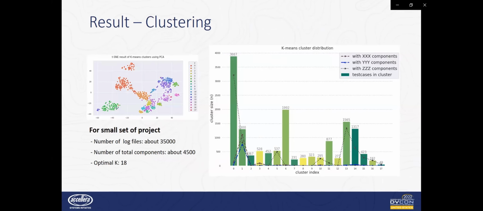To validate our proposed algorithm, 35,000 log files are examined, and 4,500 components are extracted in the data pre-processing phase. This means that each of the 35,000 test cases is made up of combinations of some of the 4,500 components. At the clustering phase, we found that 18 is the optimal k-value for k-means clustering. The chart on the right side shows the distribution of k-means clusters with the optimal k-value.